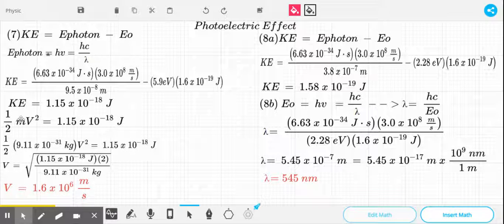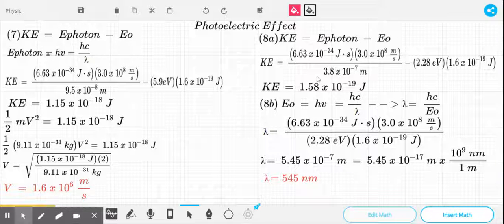So we change the formula of E into one half mass times v squared. And for the mass of the photoelectron, we know it's 9.11 times 10 to the power of negative 31 kilograms. And then we multiply 2 to both sides and divide both sides by 9.11 times 10 to the power of negative 31 kilograms, and then we square root everything, and the answer you should get is 1.6 times 10 to the power of 6 meters per second.